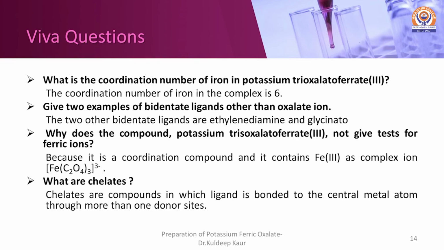The viva questions which could be asked regarding this practical include: what is the coordination number of iron in the complex, which is 6? Name some other bidentate ligands other than oxalate ion. Why does this sample not give the test for ferric ions? Because it's a coordination compound and it doesn't contain free iron.